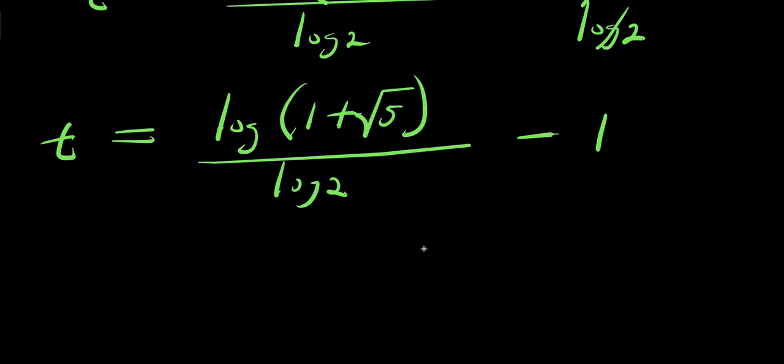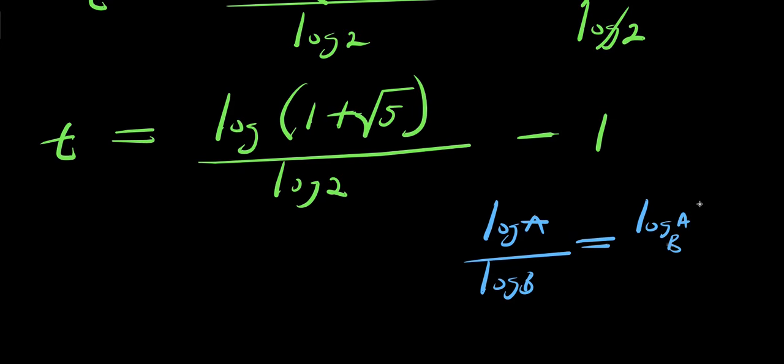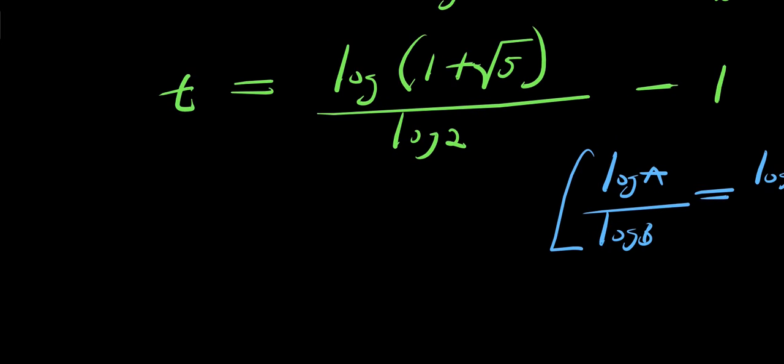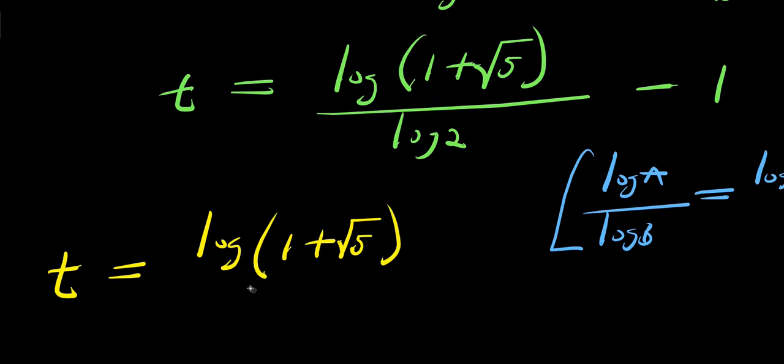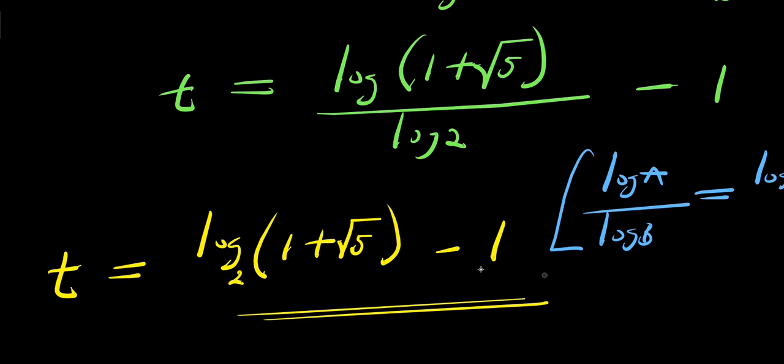Now remember, log a divided by log b equals log a to the base of b. So what we are going to get is t equals log of 1 plus root 5 to the base of 2, minus 1. So this is our answer.